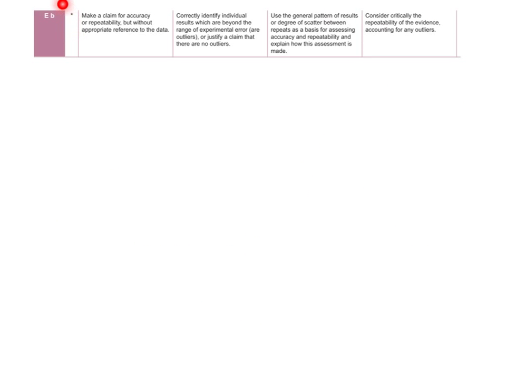Okay, we're now on E subscript B. So in a nutshell, let's just run through what this set of criteria mean. This part, make a claim for accuracy or repeatability. You're basically saying, yeah, my results are good, or my results are bad, or they're not very good at all. This one, you're basically talking about outliers.